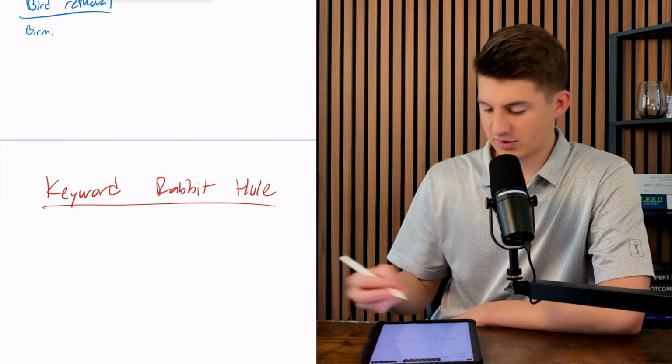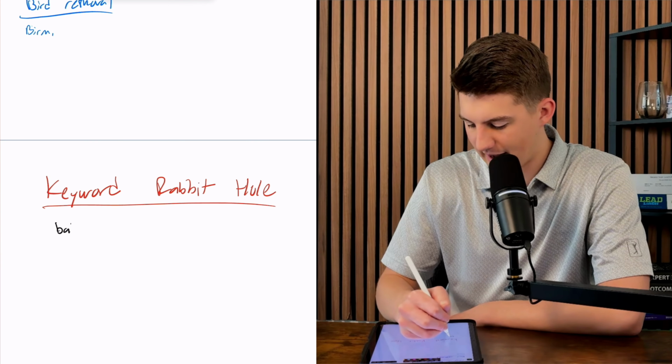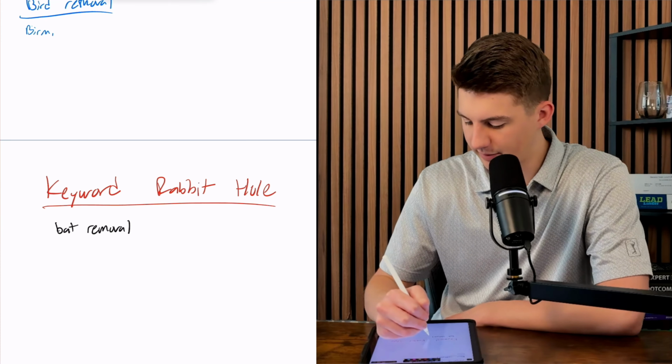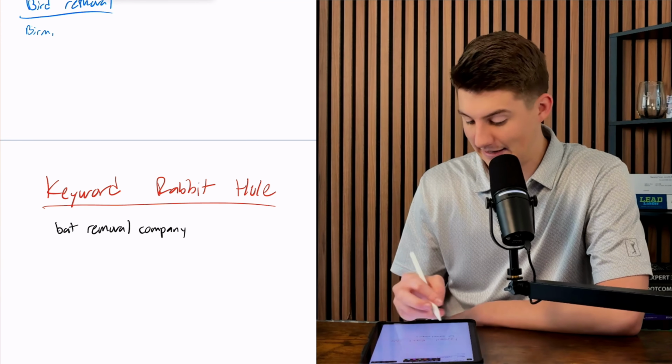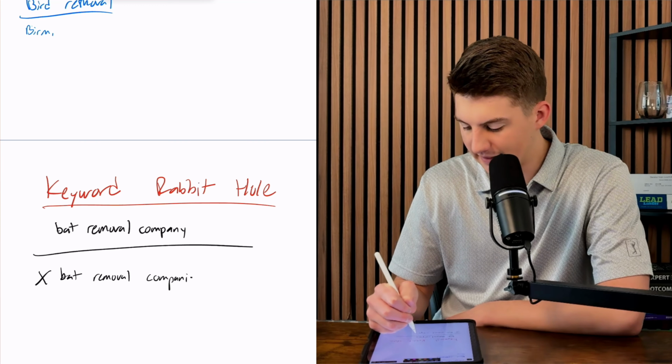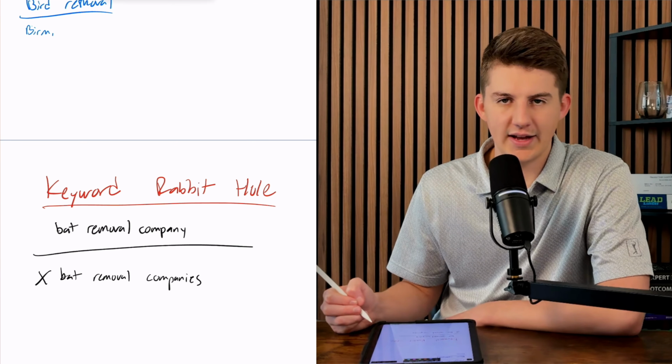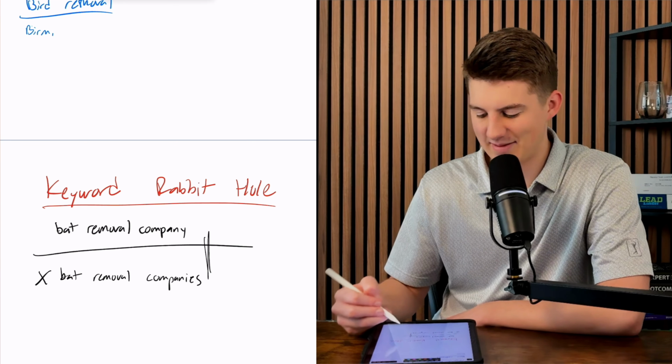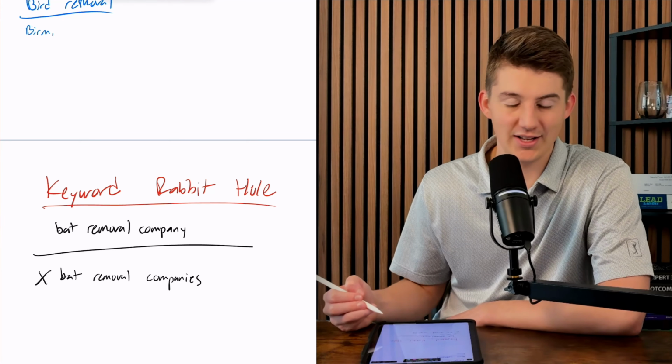So let's keep using the same example. If we have a first keyword of bat removal, let's actually use bat removal company as our keyword. You do not need to add these bat removal companies, plural. You do not need to do that. Google is smart enough to know that these are the same things. Do not put plural in your search terms.